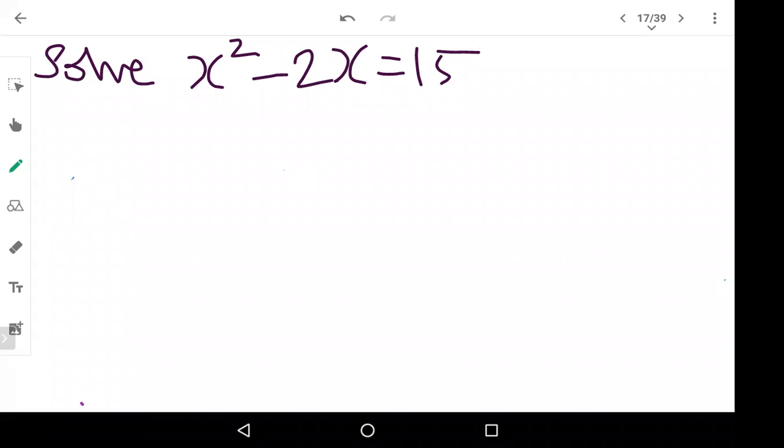Now first check, is this in the form of ax square plus bx plus c is equal to 0? It is in the form of ax square plus bx, but c has gone to the other side. So what we are supposed to do is get that c to this side and then solve the problem as it is.